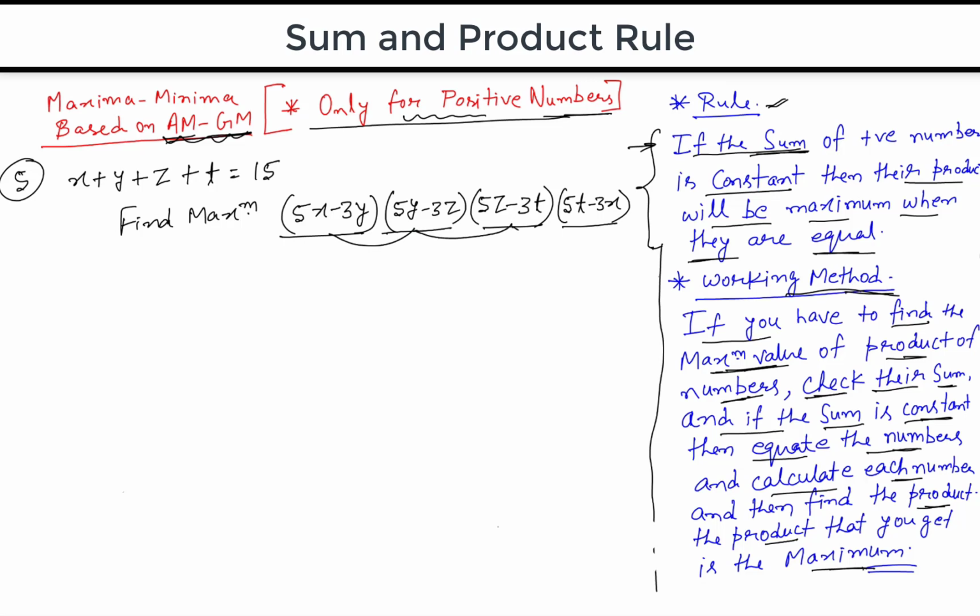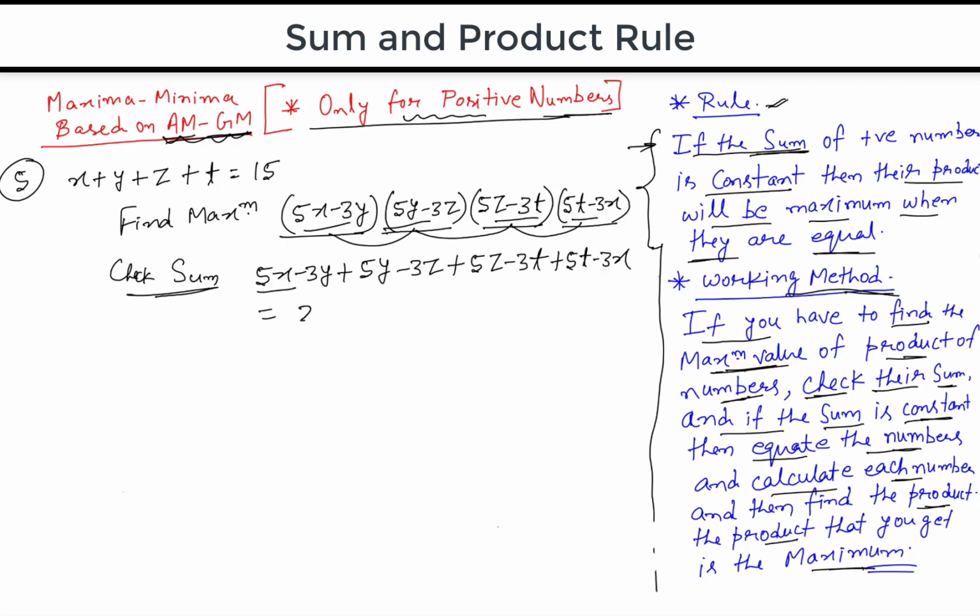Please check the sum of these numbers. Check the sum, right? Simply add them. 5x minus 3y plus 5y minus 3z plus 5z minus 3t plus 5t minus 3x. I hope you can see that you don't have to write this to add. You can directly add from here. So if you add, what do you get? 5x minus 3x, that is 2x plus 2y plus 2z plus 2t, right? Which is eventually 2 times x plus y plus z plus t.